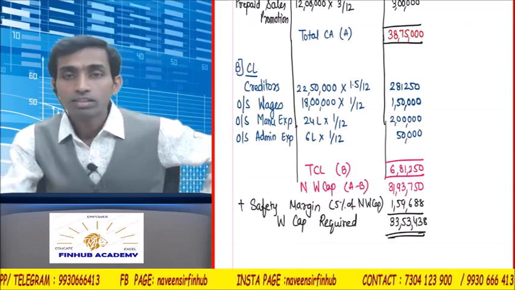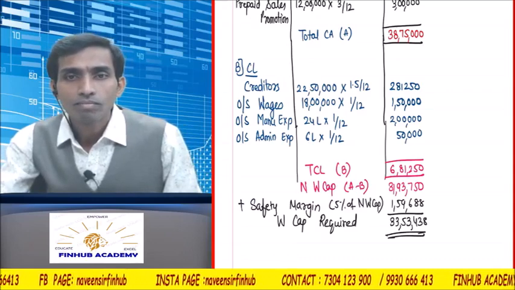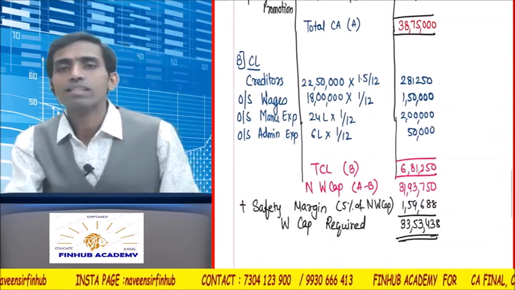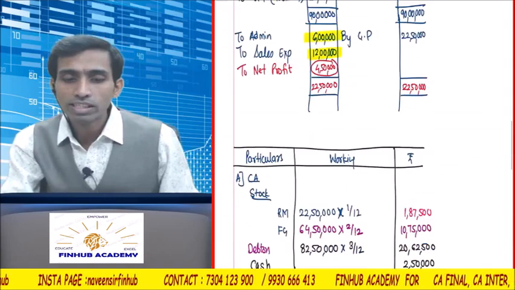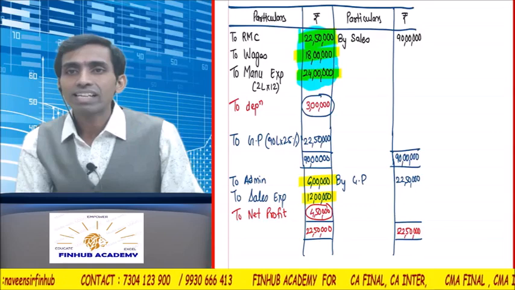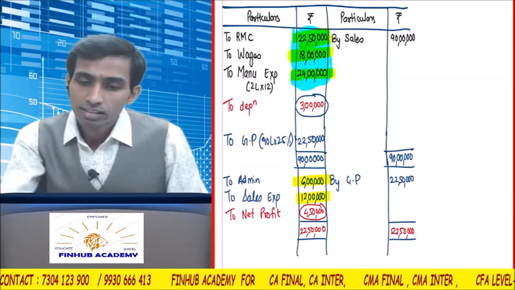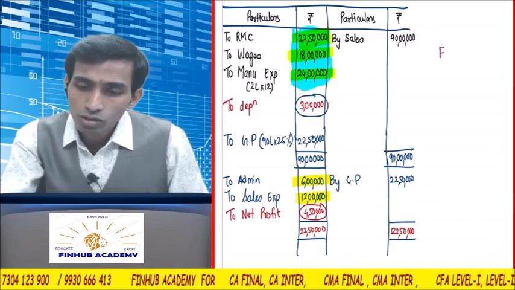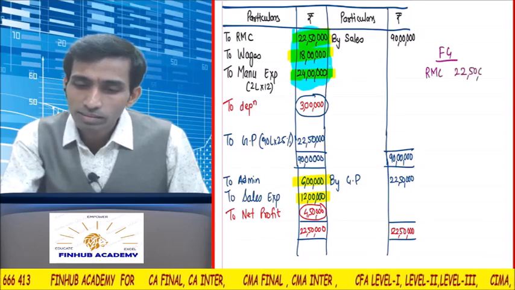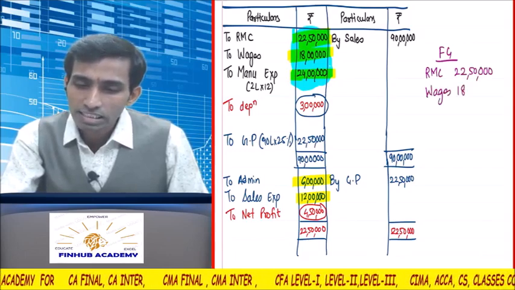Done? Okay, listen. Actually, there is no need to do trading and PNL. Please understand, no need to do trading and PNL. Why, I will tell you. Write it. Finished goods: in that you should take raw material consumed, the figure is available, 22 lakh 50,000. And wages you should take in finished goods, that is 18 lakhs.